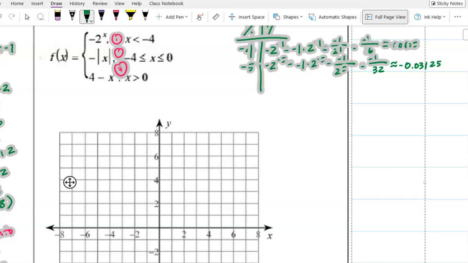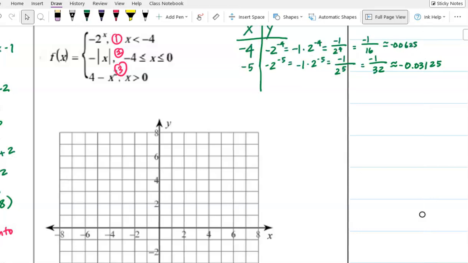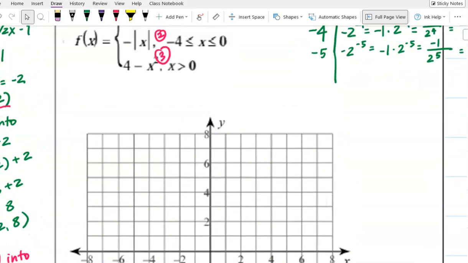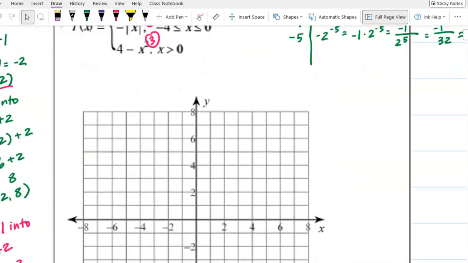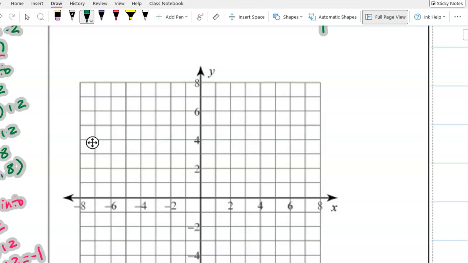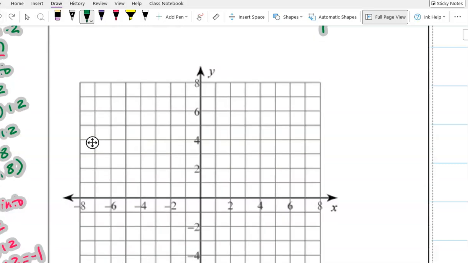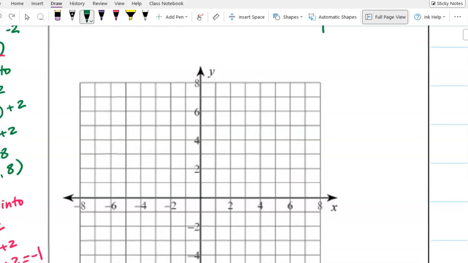So I put a negative 4. Negative 4 and negative 0.06, so negative 4. And remember, that's going to be an open circle right there, because that's the overlap. Okay, that's the overlap, negative 4 and negative 0.06, which is very close.